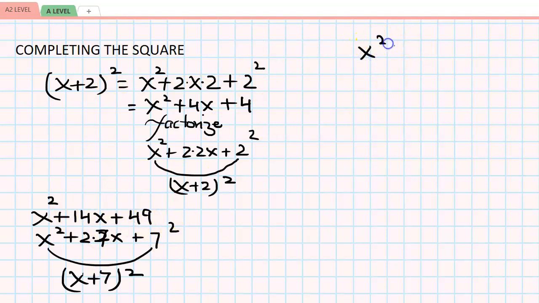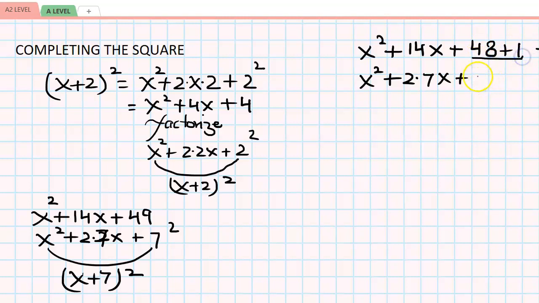The concept of completing the square is, suppose in this question, instead of x square plus 14x plus 49, instead of 49 I write 48. Now we are going to write x square plus 2 multiply 7x plus 7 square, which is 49, but it is 48, so I can add 1 here and I can subtract 1 here. So now this is 49, this is 7 square. So this one I can write directly as (x + 7) square minus 1.